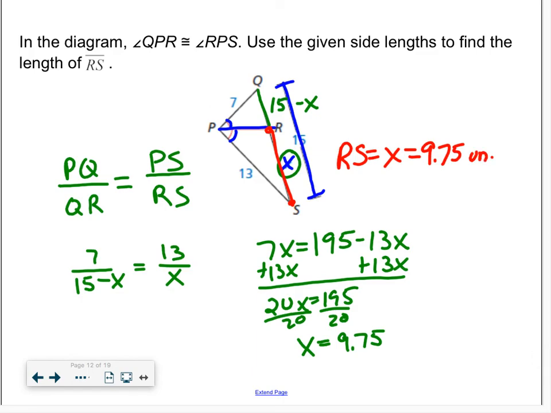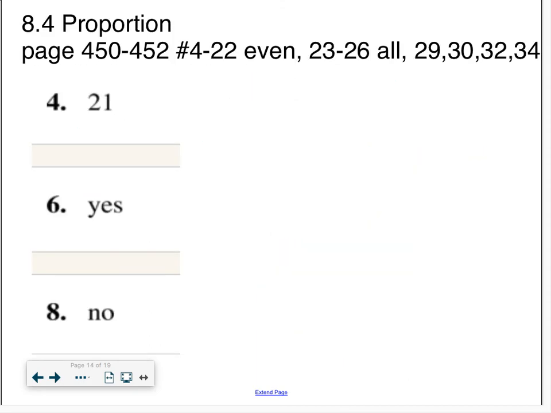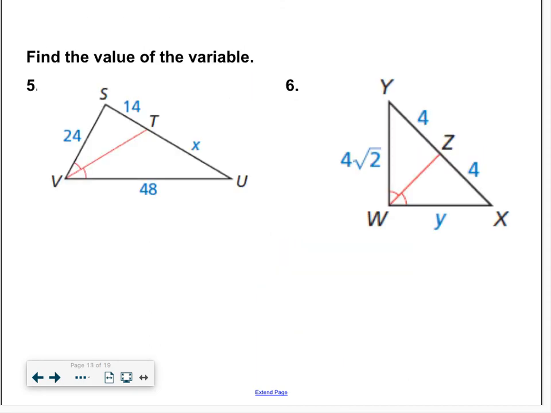What I would like you to do now that you've taken your notes is give number 5 a try. It's a similar question to what we just did, however, maybe a little easier because this piece is labeled X and this is labeled 14. And when you come into class tomorrow, we'll spend some time during the class period doing problems on 8.4, making sure we have a good understanding of these concepts.